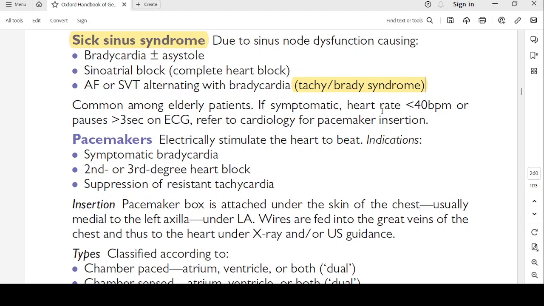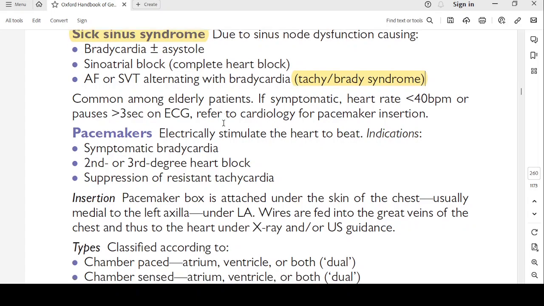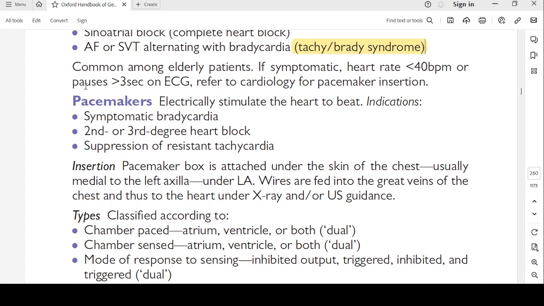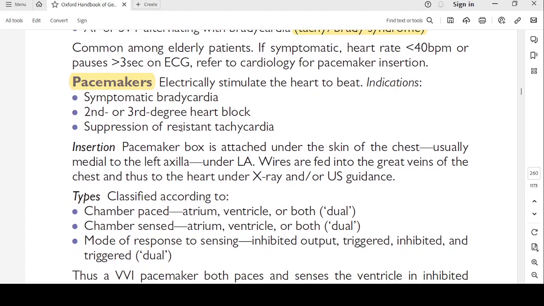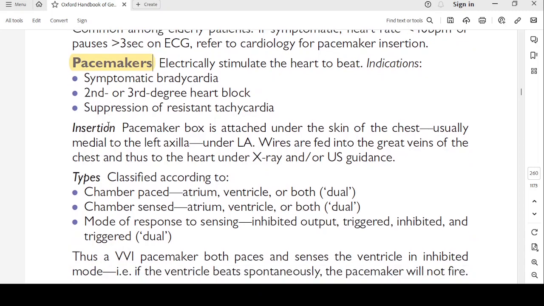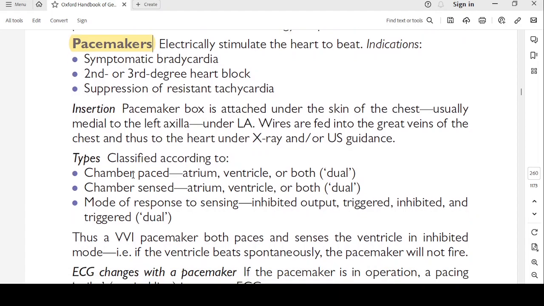If symptomatic, heart rate less than 40 beats per minute or pauses more than 3 seconds on ECG, refer to cardiology for pacemaker insertion. Sick sinus syndrome, you need to refer for pacemaker insertion. Pacemakers electrically stimulate the heart to beat. Indications are symptomatic bradycardia, second or third degree heart block, suppression of resistant tachycardia. There is a tachycardia which is resistant. To suppress that, you need a pacemaker.